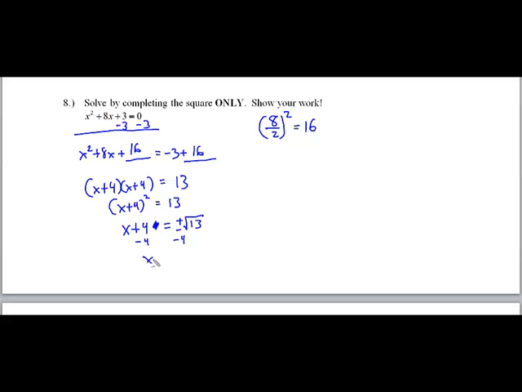Subtract 4 from both sides. x is equal to negative 4 plus or minus the square root of 13. And that's the end of that.